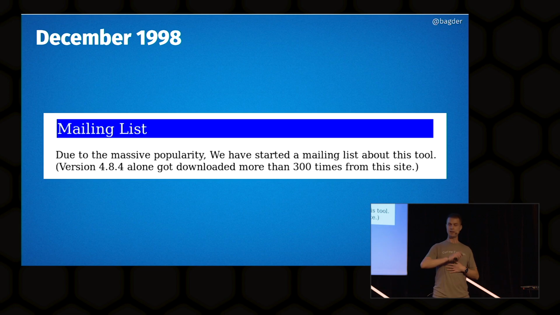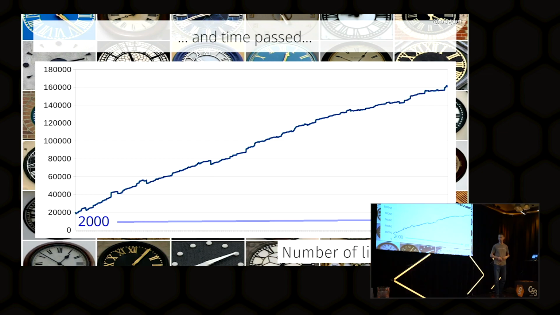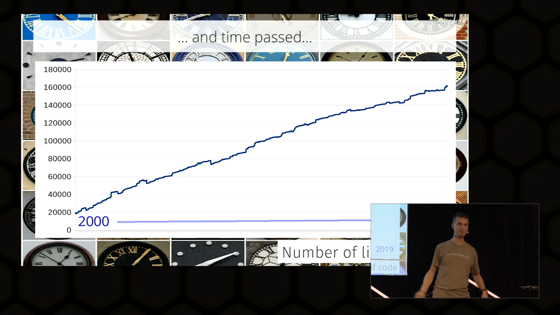And then we started adding things. Here is the number of lines of code over time in the project. That first release was, I think, around 2,000 lines of code. By the year 2000, we had 20,000 lines. And now we're up to 160K, roughly. So that's the development, basically.